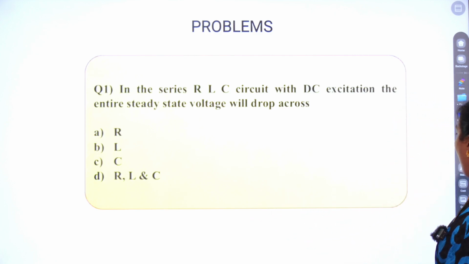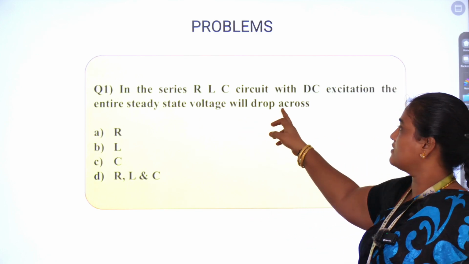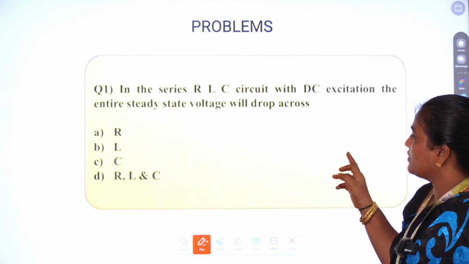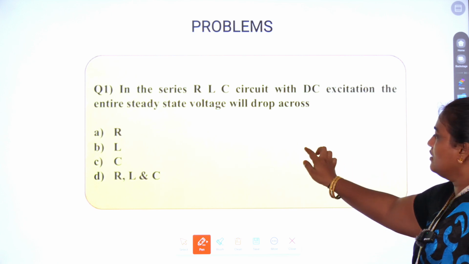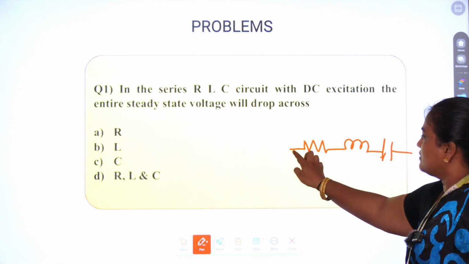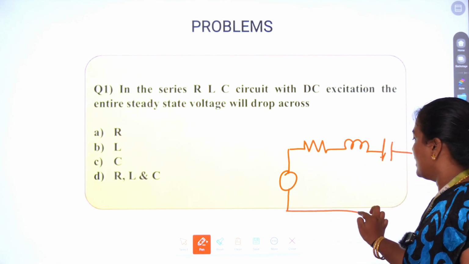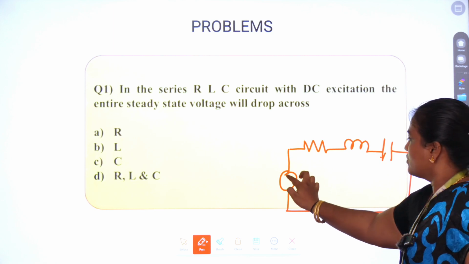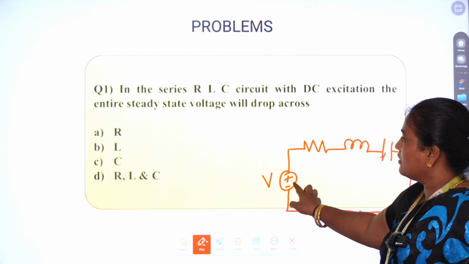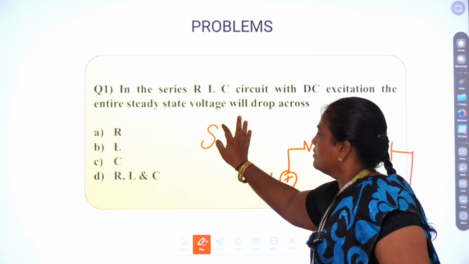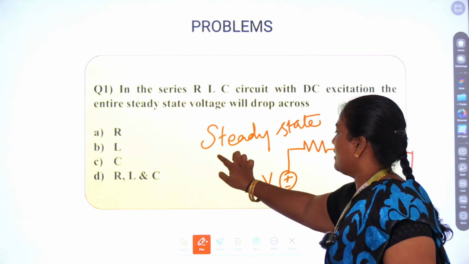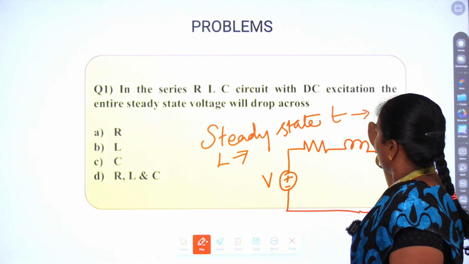First, in a series RLC circuit with a DC excitation, in the steady state, across which element will the entire voltage drop? It has been asked. Suppose we have a resistor, an inductor and a capacitor in series along with a voltage source. I apply the voltage source, and under steady state I apply the condition that time tends to infinity.